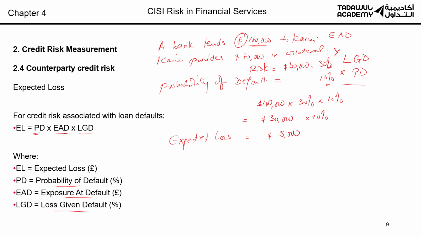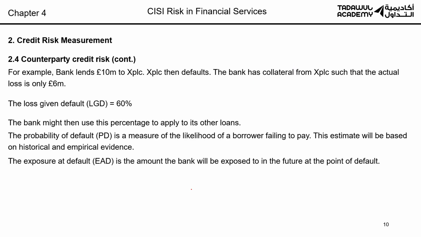In the exam, watch out for words like exposure given default. That doesn't exist. There is no such thing as exposure given default. There is exposure at default, but there is no such thing as exposure given default. Or loss at default. That doesn't exist. There is a loss given default, but there is no loss at default. And the next page is another example of what we've just explained. No need to repeat what we've just covered, but it's pretty easy.